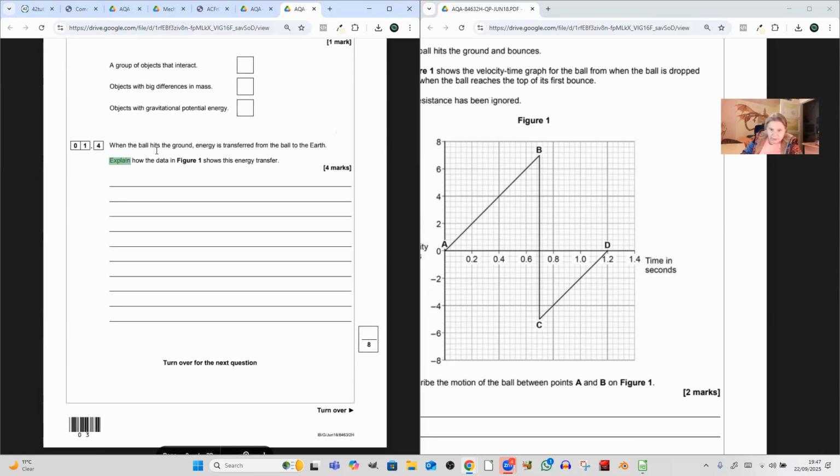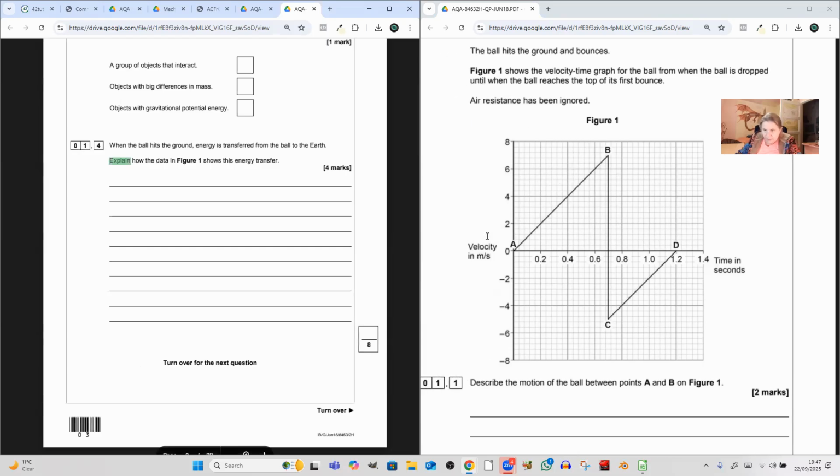It says, explain how the data in figure 1, there is figure 1, shows the energy transfer. So what data is relevant in figure 1? Can anybody tell me? This is a GCSE question. I can't believe it. It's really hard. What is the data in figure 1?